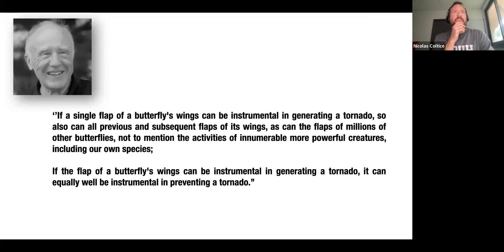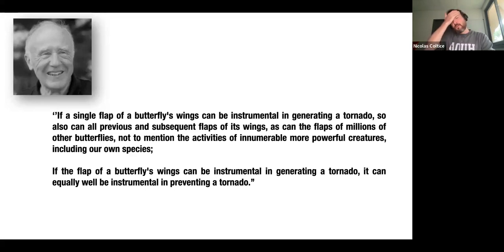So if a single flap of a butterfly's wings can be instrumental in generating a tornado, so also can all the previous and subsequent flaps of its wings, as can the flaps of millions of butterflies, not to mention the activities of innumerable more powerful creatures, including our own species. And if the flap of a butterfly's wings can be instrumental in generating a tornado, it can equally well be instrumental in preventing a tornado.